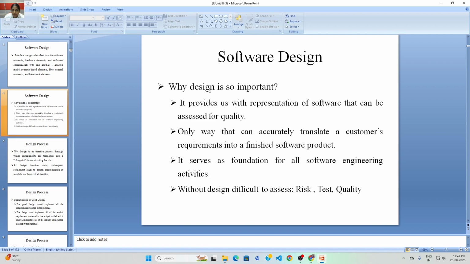Now why is the design process important? It provides us with a representation of software that can be easily accessed for quality purposes, and it is the only way that can accurately translate the customer requirement into a finished product. While designing the software, we can translate easily and accurately to the customer's requirement, and it serves as a foundation for all software engineering activities. Without design, it is difficult to analyze it and test its quality. On that basis, it is very difficult. So, the design process is so important.